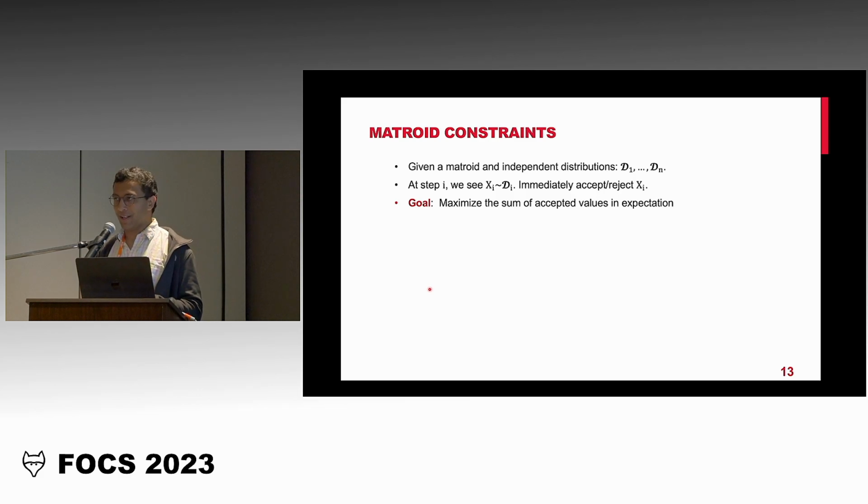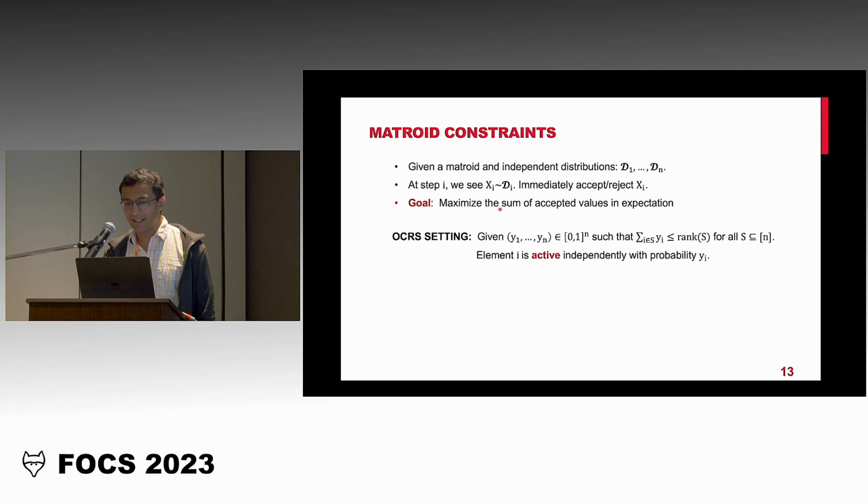Matroids will now require a bunch of new ideas because, as you might guess, matroids have a lot more structure to them. But let me first briefly introduce what the problem is. You have independent distributions. At the ith step, you see the realization of the ith random variable. Immediately accept or reject, while staying independent, feasible in your matroid.